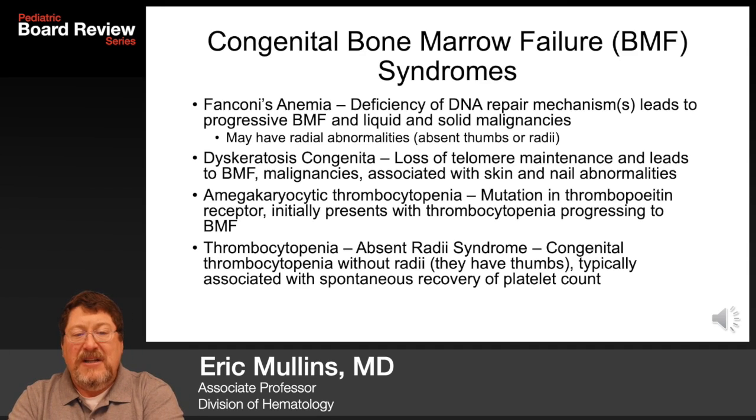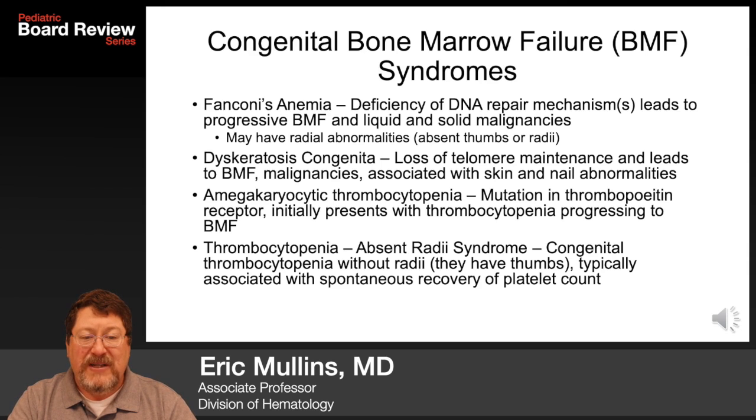Dyskeratosis congenita is a loss of telomere maintenance leading to bone marrow failure. Amegakaryocytic thrombocytopenia is a mutation in thrombopoietin receptor, typically starting with thrombocytopenia but then migrating into bone marrow failure. And then thrombocytopenia absent radii syndrome, or TAR syndrome, typically only presents with thrombocytopenia. These may also not have radii, but they have thumbs. So if you have a patient with thrombocytopenia, missing radii, but they have thumbs, think TAR before you think Fanconi's. Patients with TAR syndrome also tend to get better as they get older, whereas patients with Fanconi's do not.